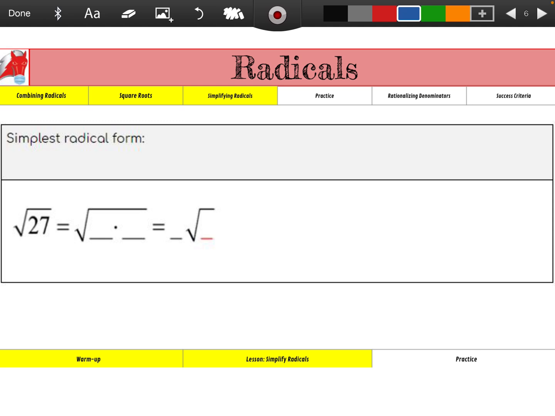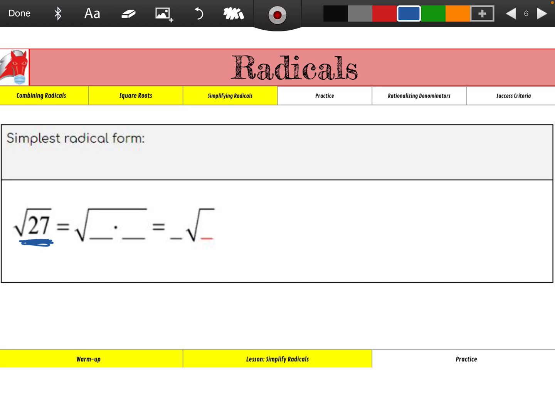Because if I look at this root 27, I can actually make that a more condensed radical, or a simplified radical. And I treat that like lowest common denominator kind of stuff, where I say, all right, 27, I can break that down into some different values.